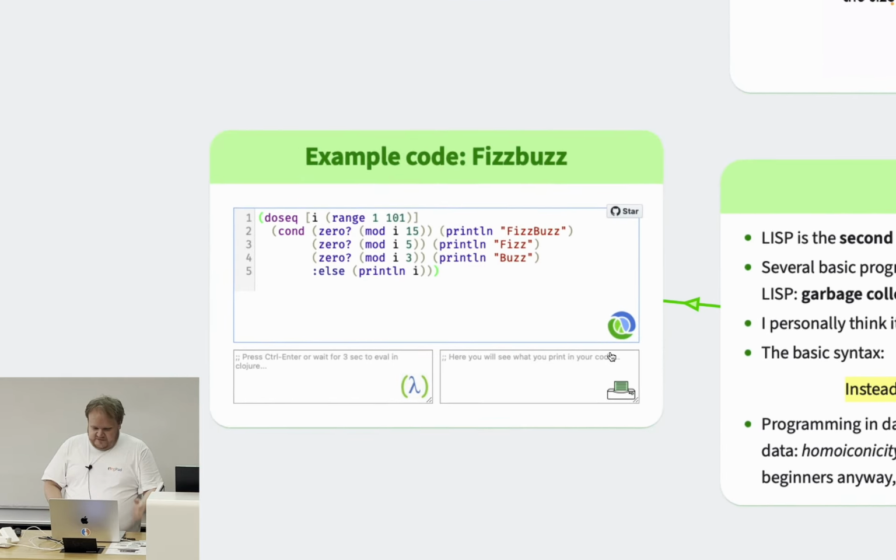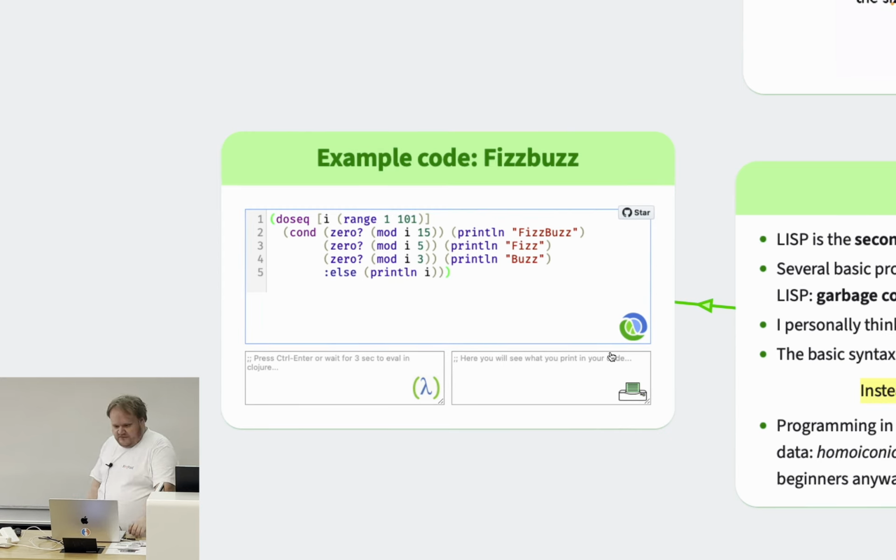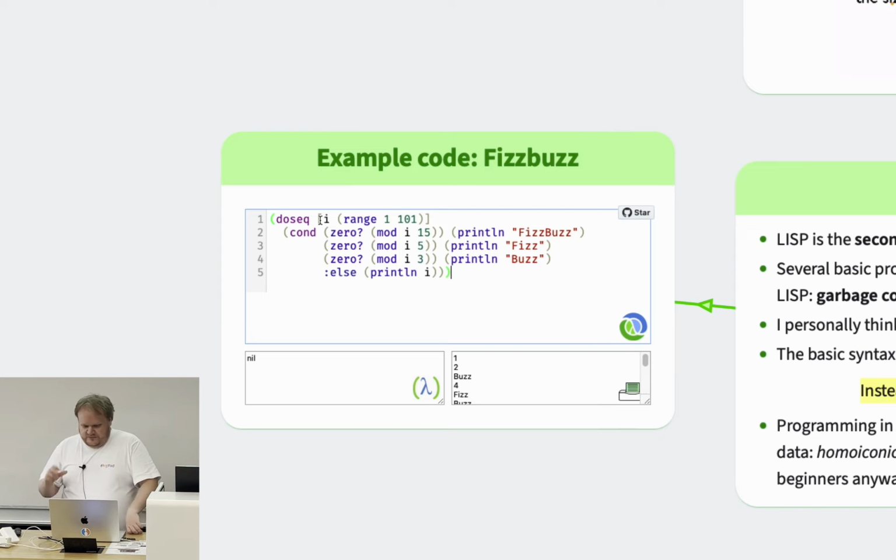Okay, let's see some example code. So this is the famous FizzBuzz. This is actually an interactive window. I can write code here, and I will see the output immediately. So the problem is that you're supposed to print numbers, 1 up to 100, say. But if the number is divisible by 3, you print buzz, and if it's divisible by 5, you print fizz. Maybe swap that. It should be the opposite way, but it doesn't matter.